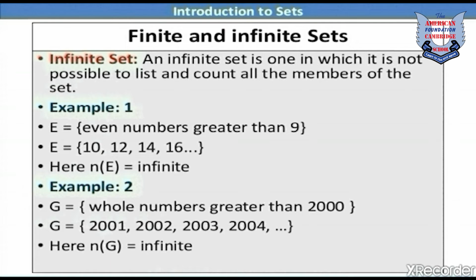Example number 2. Set G, whole numbers greater than 2000. Whole numbers greater than 2000 means 2001, 2002, 2003, 2004, 2005, 2006 and so on. So in the end you are going to insert these dots to show that this set is infinite and you cannot list out all the possible elements of this set.